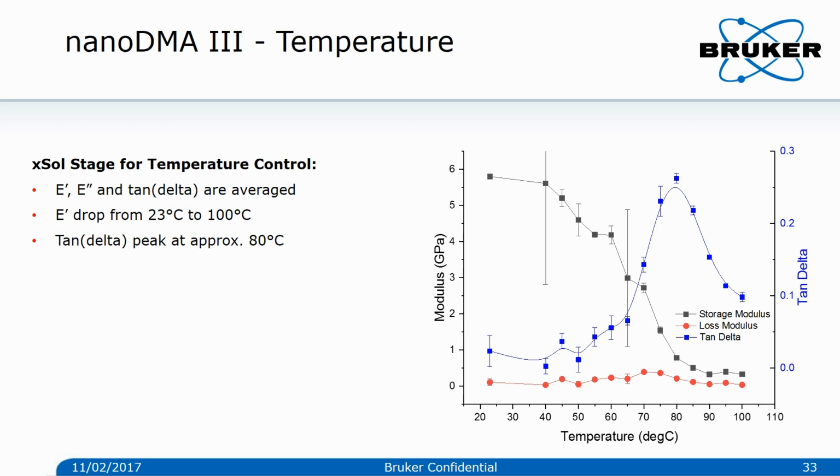This is the result of the nanoDMA test at different temperatures. A peak in tangent delta is indicating the glass transition. At the same time, a drop is observed for the storage modulus when going from room temperature to 100 degrees C. The tangent delta peak temperature matches with the peak temperature in creep rate observed before. Both approaches result in the same glass transition temperature. However, only nanoDMA is able to determine storage and loss modulus and tangent delta that is comparable with macroscopic DMA testing.